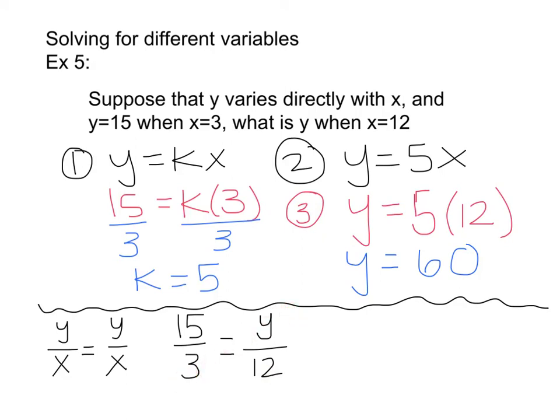So let's multiply 15 times 12 together, and that gives me 180. And then we multiply 3 times y together, and we get 3y. Divide both sides by 3, and again you also get that y is 60. So I don't care which way you do this on a quiz, just make sure that you have all the work so I know that you know what you're doing.